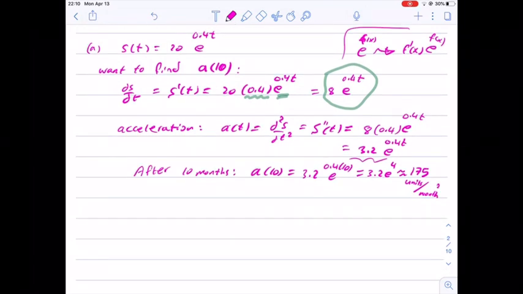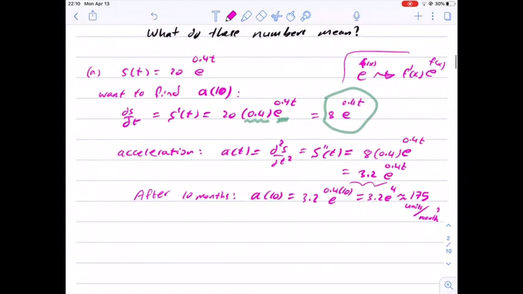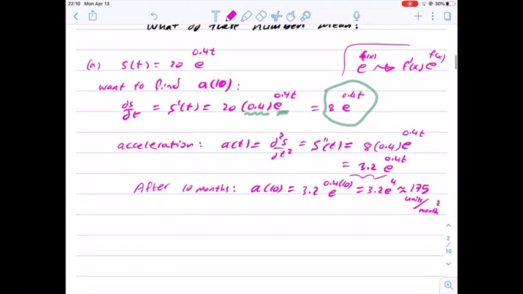squared. Per month squared. Why? Because it's per month per month. The first derivative gives us the velocity per month, and then the second derivative per month, so that's the velocity with respect to time. The derivative of that is the rate of change of the velocity, which is month per month, and that's per month squared.